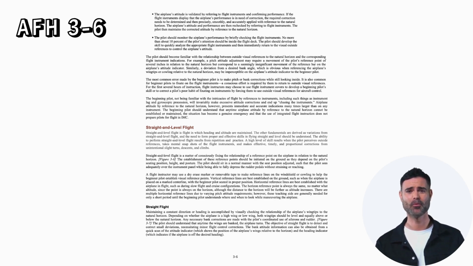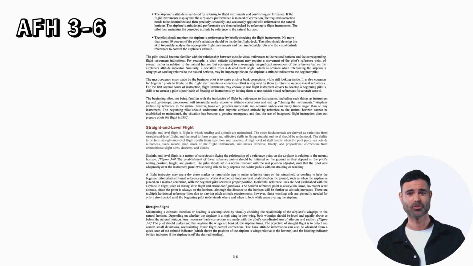Airplane attitude by reference to the natural horizon, however, presents immediate and accurate indications many times larger than on any instrument. The beginning pilot should understand that any time airplane attitude by reference to the natural horizon cannot be established or maintained, the situation has become a genuine emergency, and that the use of integrated flight instruction does not prepare pilots for flight in IMC.